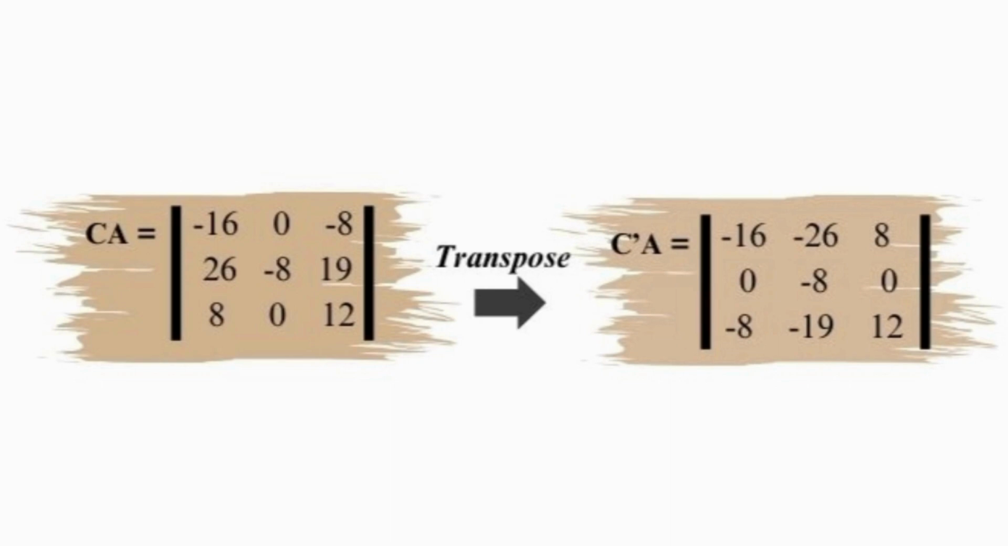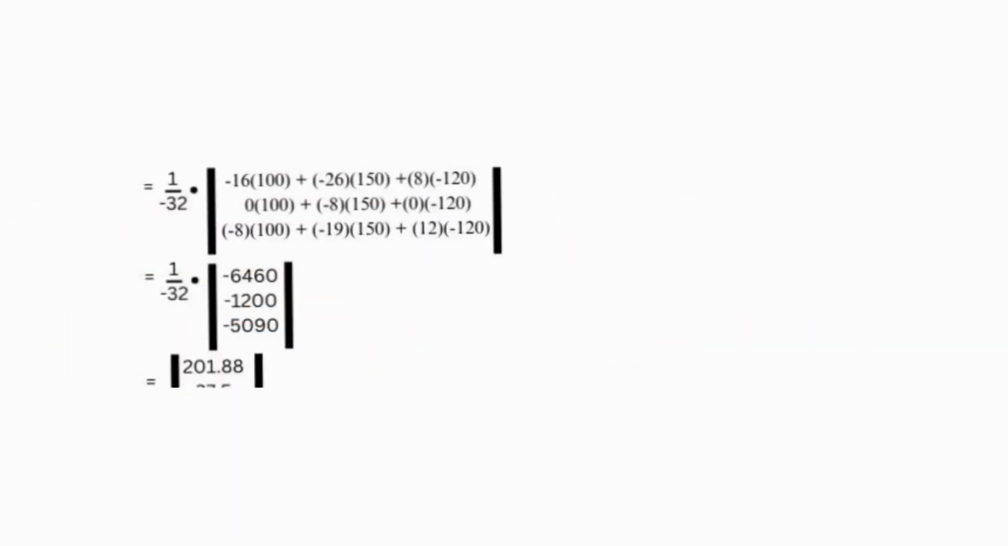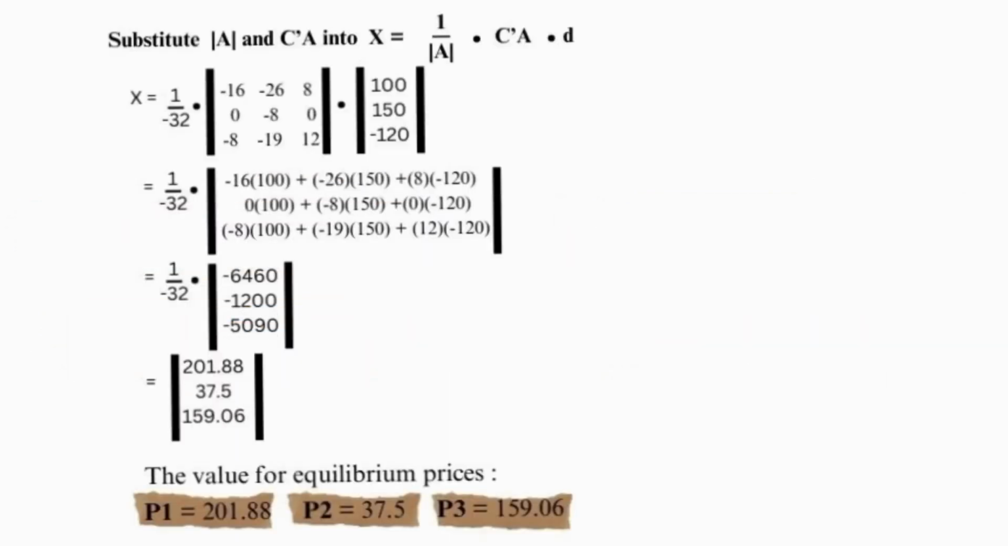So the cofactor of A transpose is equal to negative 16, negative 26, 8, 0, negative 8, 0, negative 8, negative 19, and also 12. Last but not least, to solve, we need to substitute the determinant of A and also the cofactor of A transpose into the formula. X equals 1 over determinant A multiplied with cofactor of A transpose multiplied with D. After substituting into the formula, we need to solve one by one. Firstly, solve the cofactor of A transpose multiplied with D.